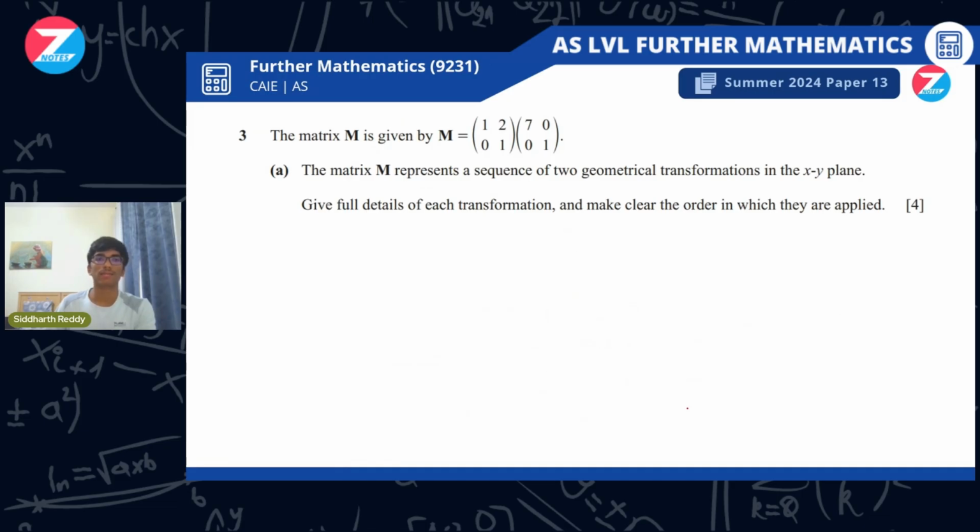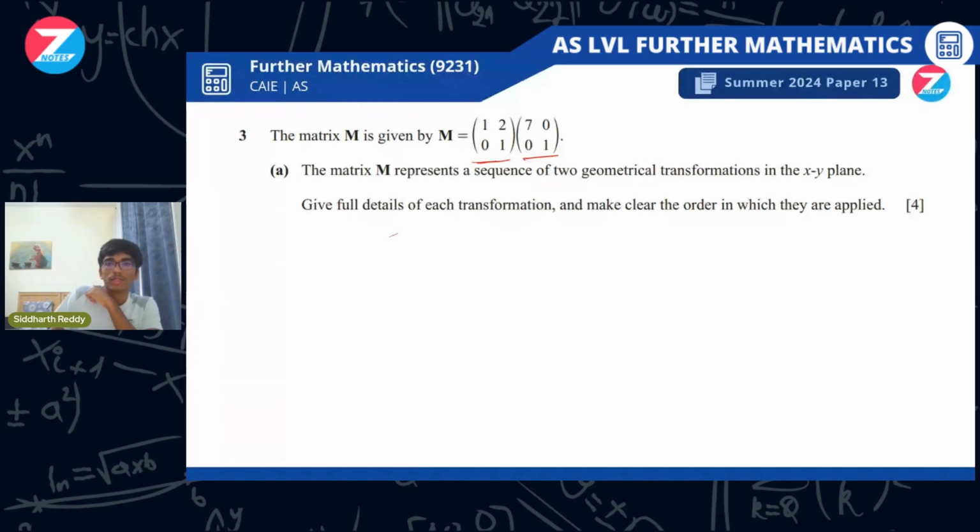The matrix M is given by 1, 2, 0, 1 times 7, 0, 0, 1. So it's a combination of two matrices. The matrix M represents a sequence of two geometrical transformations in the xy plane. Give full details of each transformation and make clear the order in which they are applied.